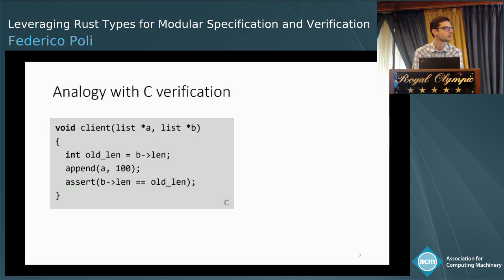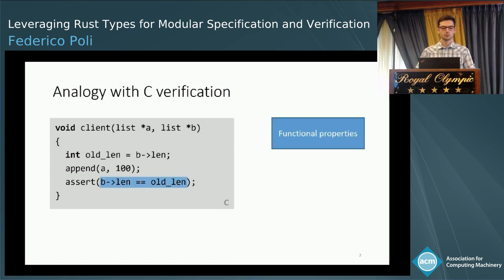It's a simple function. It's a client function that takes 2 parameters. They are 2 pointers, and they point to 2 linked lists. In this function, we store the length of the second list in a local variable. Then we append an element to the first list. And finally, we assert that the length of the second list didn't change.